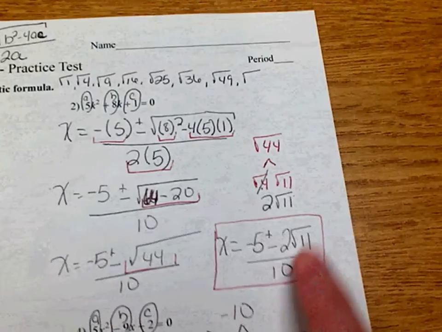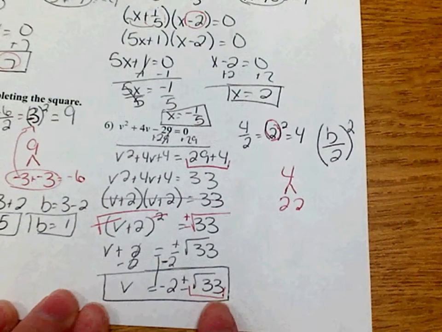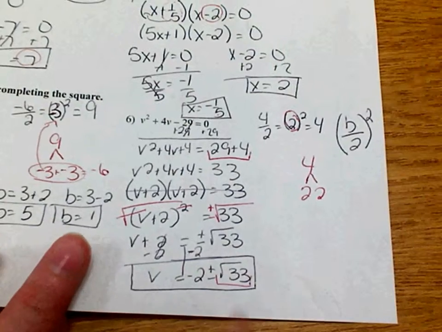Same thing with this one here. You tried to factor that one, it wouldn't have worked. Same thing with number 6 here. If you would have tried to factor that one, it wouldn't have worked, okay? So factoring will not work if you have an irrational answer. You have to have a rational answer for it to work, okay?